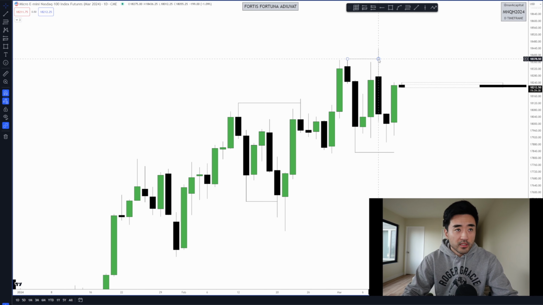And more specifically, you can use these as what's called a draw on liquidity. The draw on liquidity is where price wants to head over to next. And if you can form a draw on liquidity and a bias off of that draw on liquidity, especially off of a higher time frame, it'll help you frame your trades correctly and allow you to stay on the right side of the market so that you have a higher chance and a higher probability of actually winning your trades.